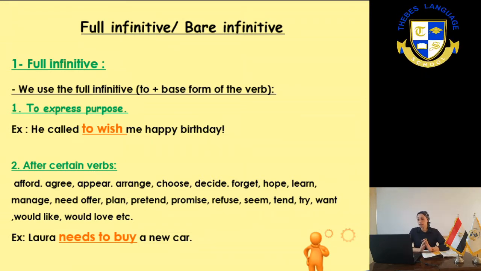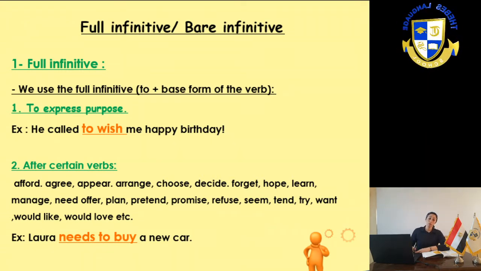Or you can't say he pretends be anything. He pretends be hungry. So does it make sense? Of course not. You should say he pretends to be hungry. So here, after these verbs, you should use the full infinitive, like to plus verb stem.